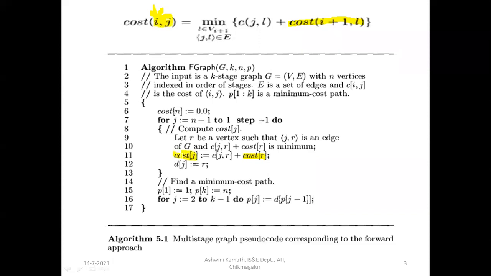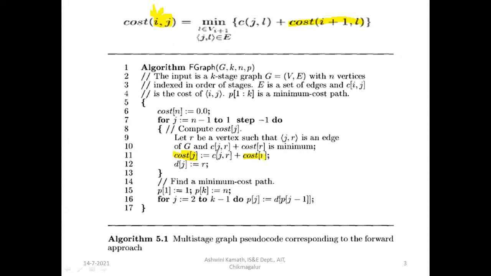Cost of j is equal to C of j comma r, in place of L we have r here, plus cost of r. Cost of r means that is from the previous stage we can consider. Cost of i plus 1 comma L, that is from the previous stage we have to consider. Here i plus 1 is not there, directly L we have. Here we have cost of j, here we have cost of r. In place of L we have r in this algorithm, that's it.